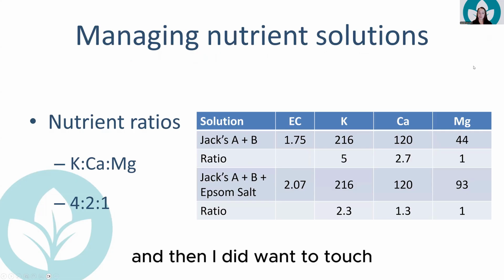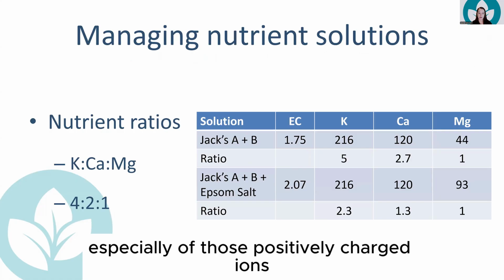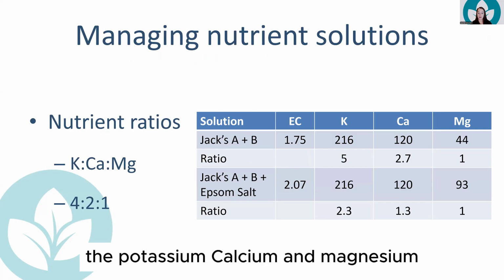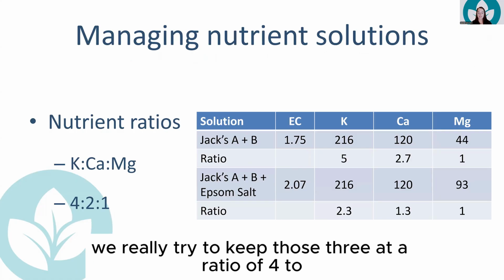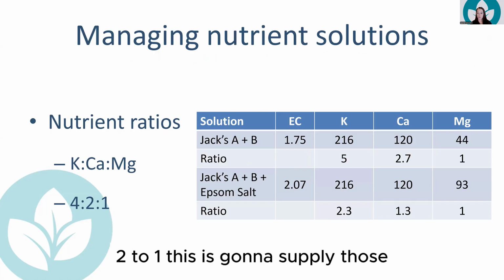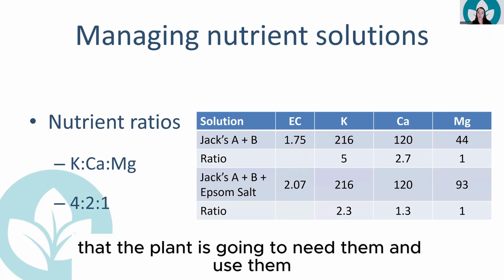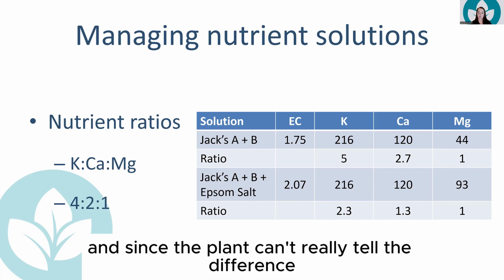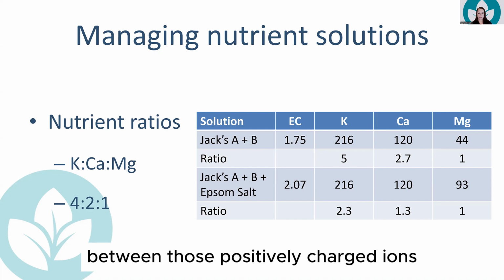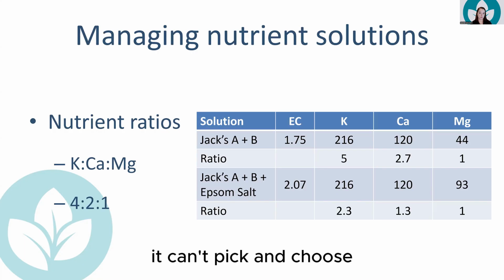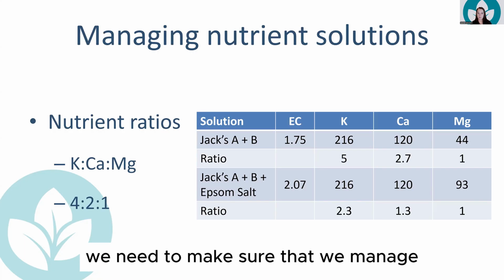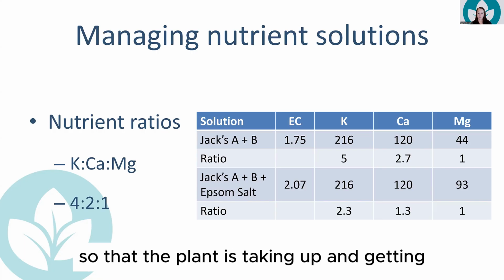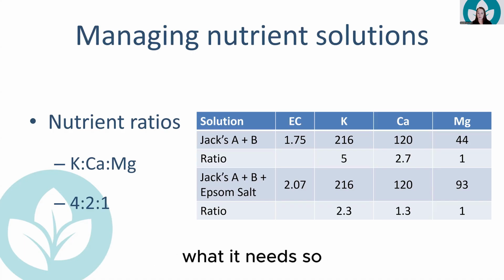And then I did want to touch again on the nutrient ratios, especially of those positively charged ions, the potassium, calcium, and magnesium. We really try to keep those three at a ratio of 4 to 2 to 1. This is going to supply those nutrients at the same rates that the plant is going to need and use them. And since the plant can't really tell the difference between those positively charged ions, it can't pick and choose. We need to make sure that we manage the ratio of these nutrients so that the plant is taking up and getting what it needs.